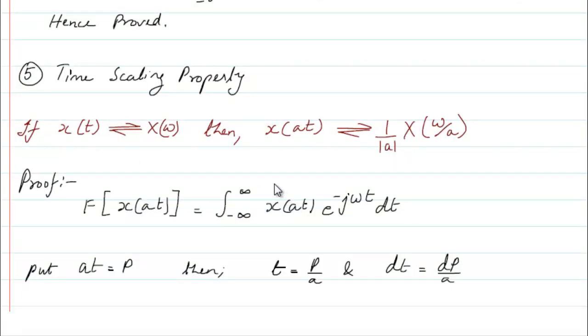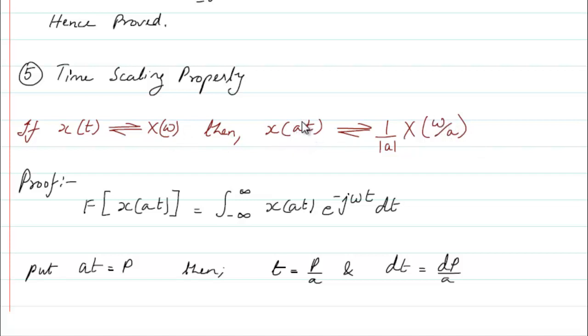Next is the time scaling property. What is the time scaling property? According to the time scaling property, if you have a function x of t whose Fourier transform X of omega is known, then if you scale it as x of at, you will get the same X of omega, but that is also scaled.